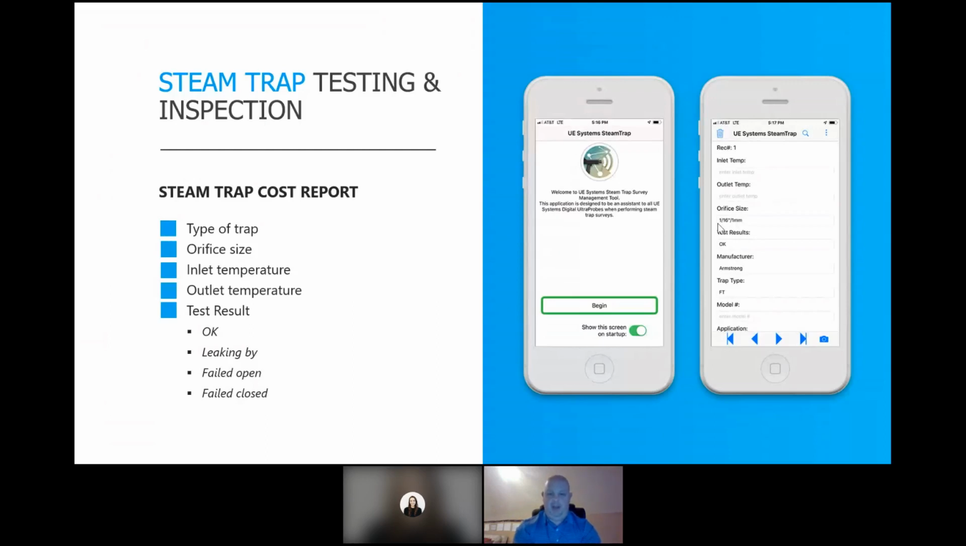And this is going to be kind of the start. A lot of times that can be just simply the biggest challenge getting started is knowing where all the traps are and then creating a database. But the app can certainly do that.